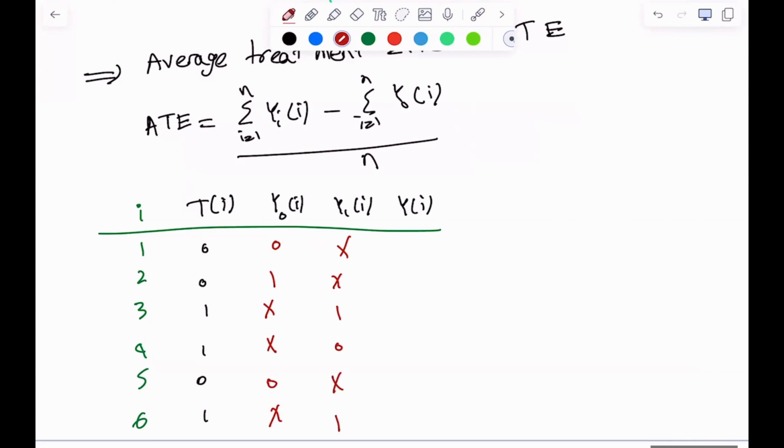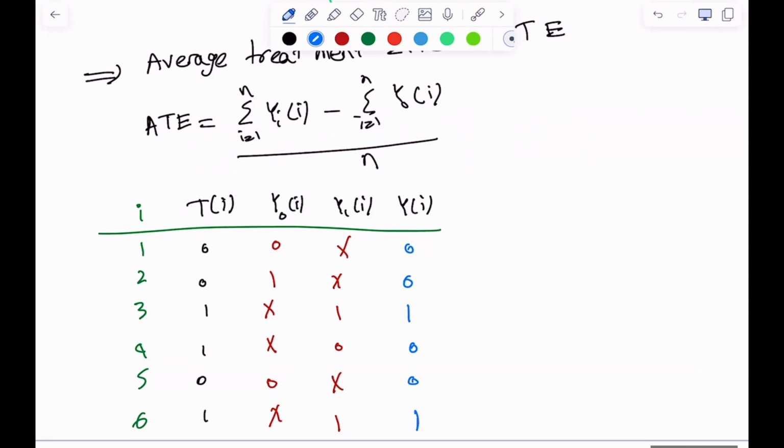Let's say 1. All right, so the observed outcome is very simple. If you didn't get the treatment, the observed outcome is the potential outcome under you did not get treated. So for this case it is 0, for this case it is 1. Otherwise it is equal to the potential outcome if you get treated. For this case it is 0, and for this case it is 0 as well, and for this case it is 1. Okay. Very important to know this, actually.